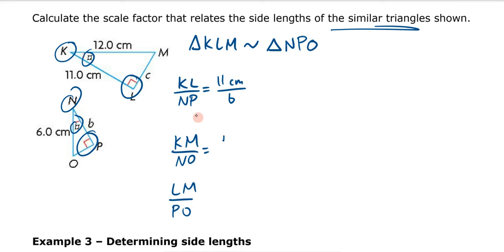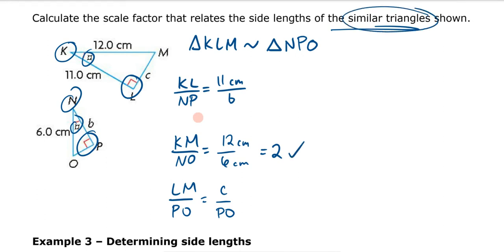KM over NO. So KM is 12. NO is 6 centimeters. So that I can calculate. LM over PO. So LM is c and PO is, well, we don't know what PO is. So that's a question mark. But 12 over 6, that's equal to 2. So we know our scale factor is 2. And we know that's true for all three pairs of sides because this is a similar triangle. We are told it is a similar triangle, so they have to have the same scale factor. So if 11 over b has to equal 2, then b has no choice but to be 5.5. So 5.5 is equal to b.